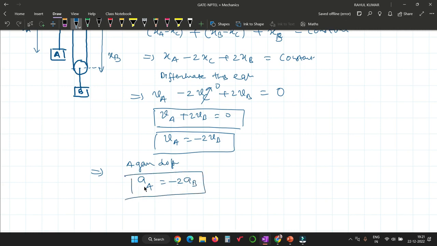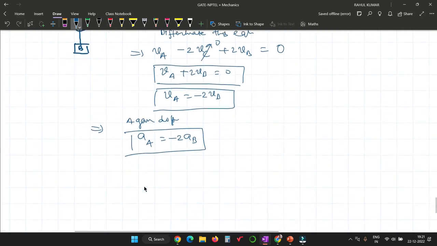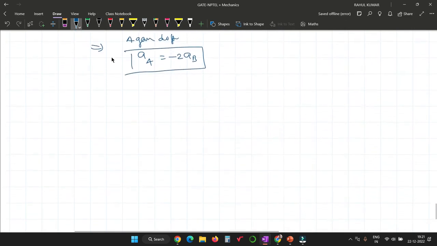Okay, now let's move to the next topic, that is curvilinear motion of particles.